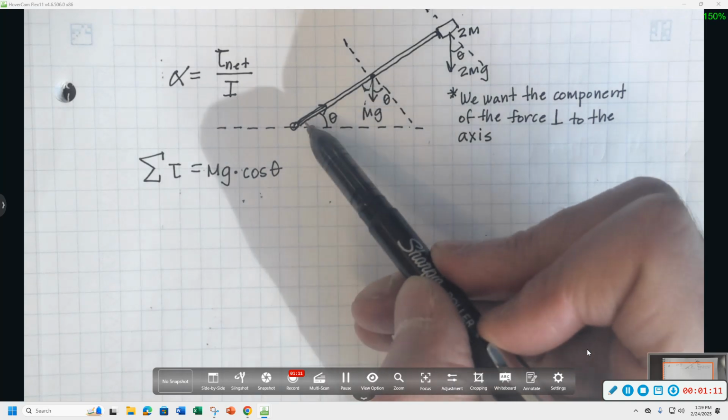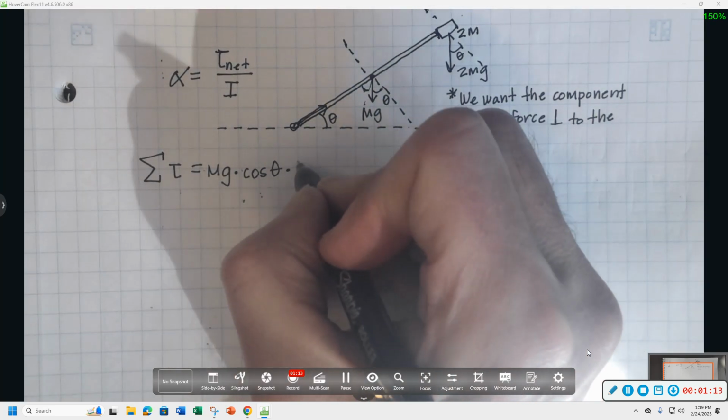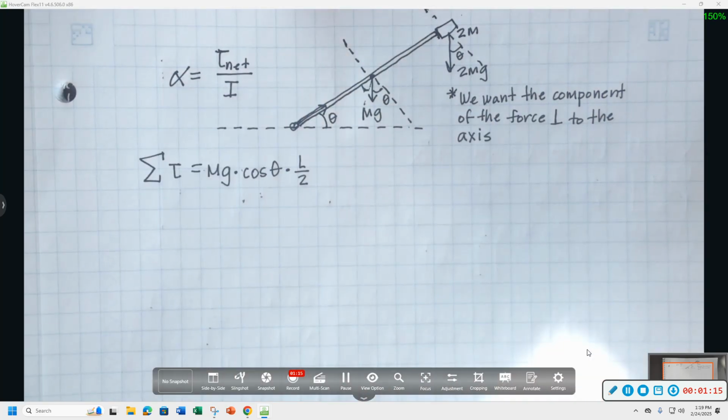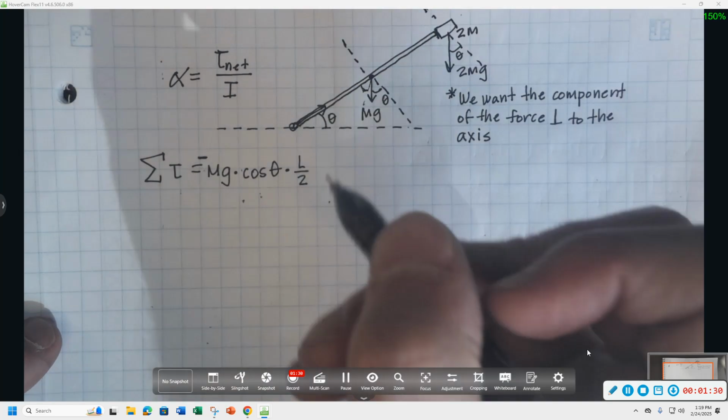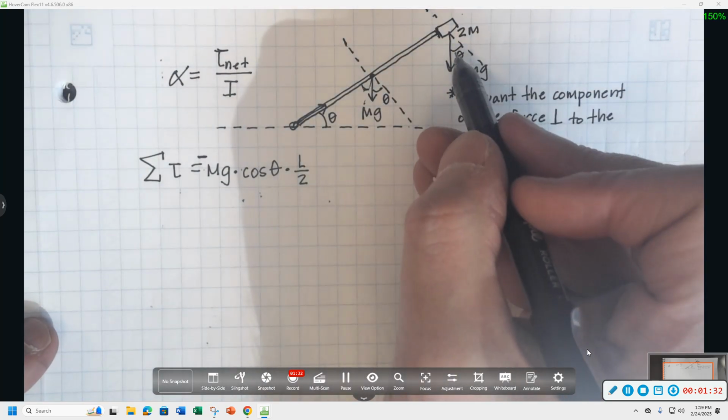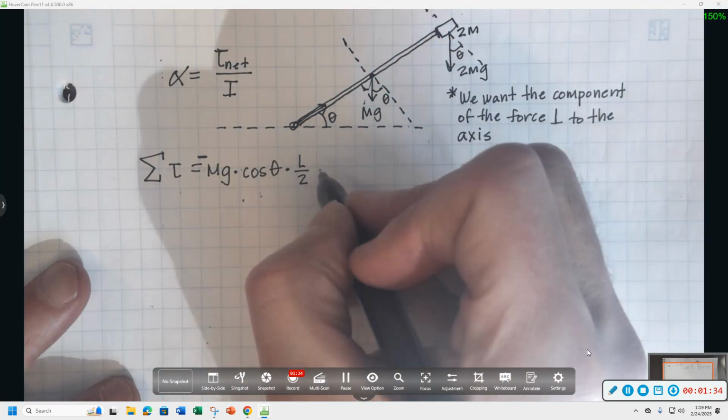The distance away that we are here is L over 2. So we've got that. Okay, which direction is that pulling it in? Clockwise? So we're counting it as a negative? Okay. And then also, is this one negative? Yes, because same thing.